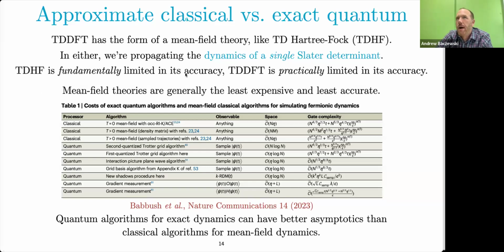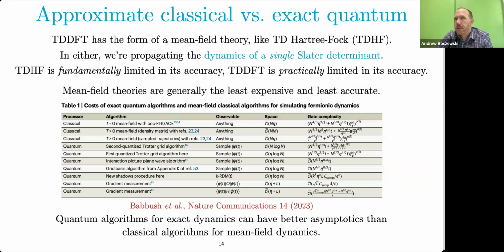As I mentioned before, TDDFT is practically limited in its accuracy. You could make it exact in principle. It's very hard. There are complexity theoretic things at work here. And TD Hartree-Fock is fundamentally limited in its accuracy. But this is all to say that these two mean field theories are generally going to be the least expensive and least accurate levels of theory that you can afford. And for the large shells that we're looking at simulating on our supercomputers at Sandia, it turns out that this is kind of all we can afford, actually, is this level of theory.